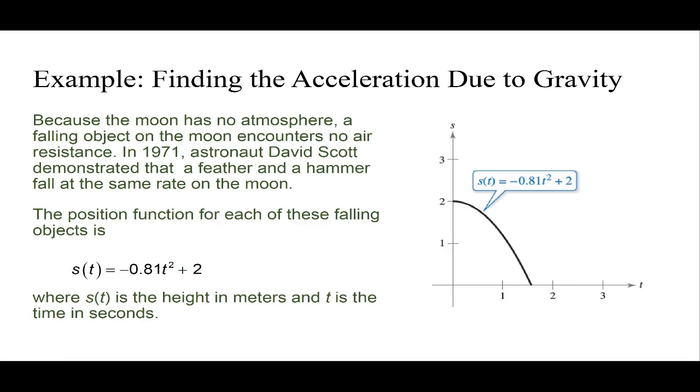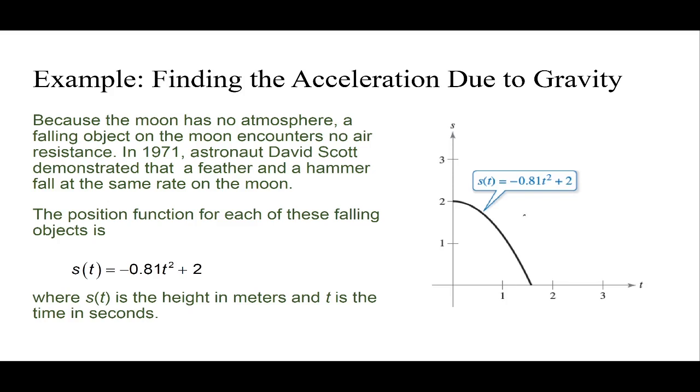So let's look at one example here. Because the moon has no atmosphere, a falling object on the moon encounters no air resistance. In 1971, astronaut David Scott demonstrated that a feather and a hammer fall at the same rate on the moon. This is the position function for each of these falling objects, and this is the graph of the position function, where s of t represents the height in meters and t represents the time in seconds. Now the question is, what's the derivative of this position function?